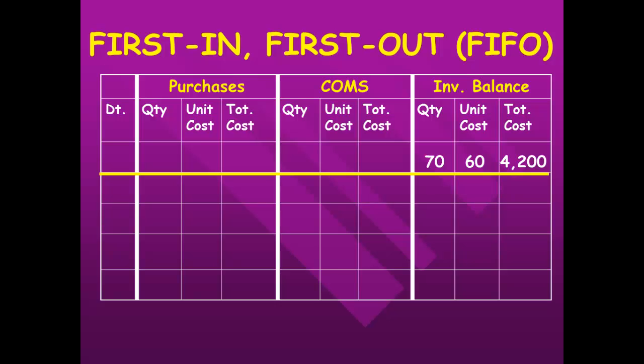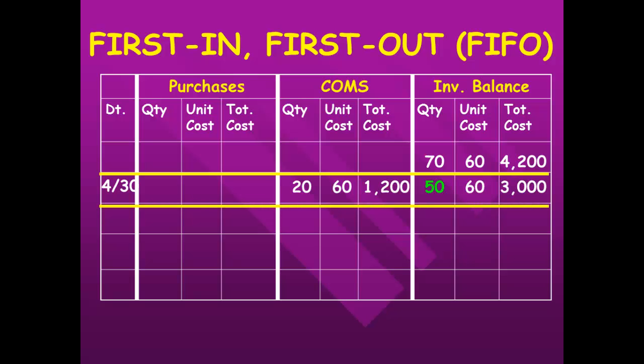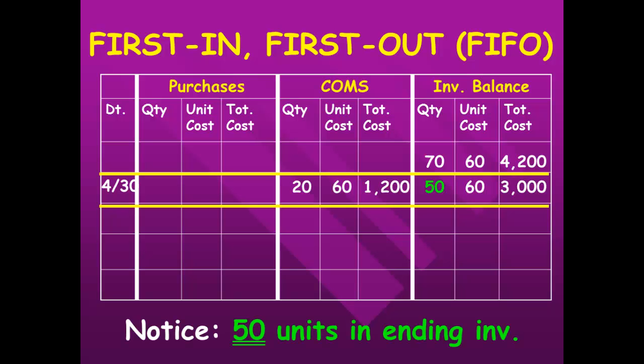Well, in this case, it didn't matter what method I use. They must cost me how much each? 60, because that's all that I've got, right? So I'd sell 20, costing me $60 each. How many do I have left? I had 70, I sold 20, I have 50. Now, do you remember when we started this example, we said how many units should there be in ending inventory? And we said 50. How many units are there in ending inventory now? 50. That's a good sign. If I didn't end up with 50 at the end of this problem, then I know I made a mistake. So 50 units in ending inventory, that's just what I ought to end up with.